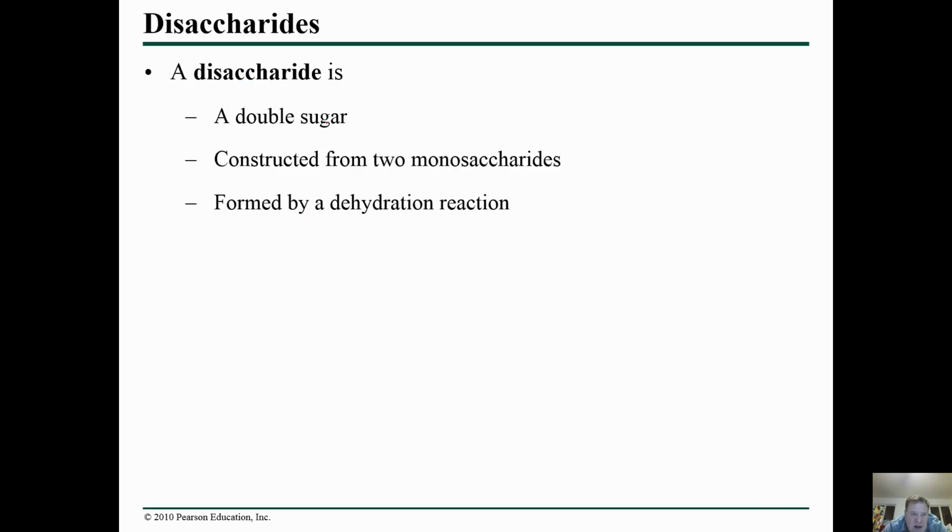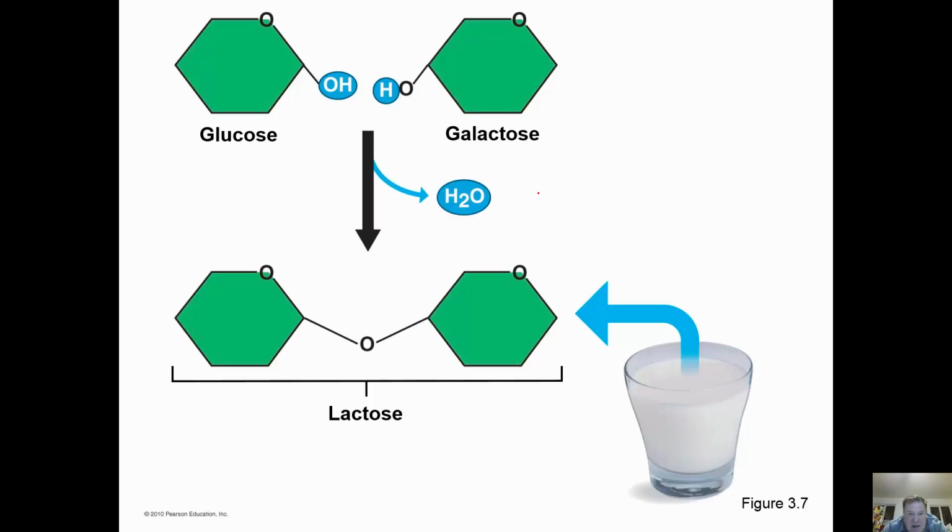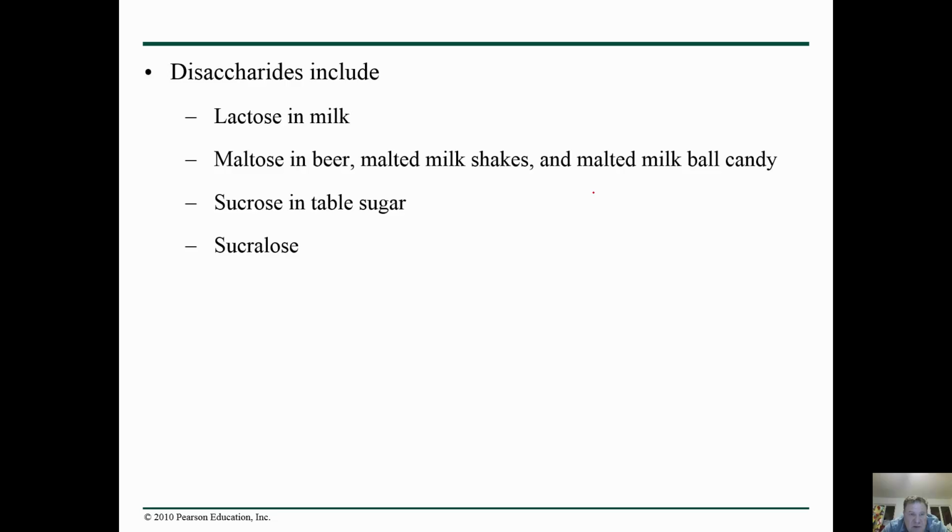A disaccharide is a double sugar constructed of 2 monosaccharides. It's the simplest polymer that we have out there. And believe it or not, we have 2 types of 6-carbon sugars. These are isomers of one another. We have glucose and galactose. Glucose and galactose together make up lactose, which is basically milk sugar. And again, there's a fair number of you who are lactose intolerant.